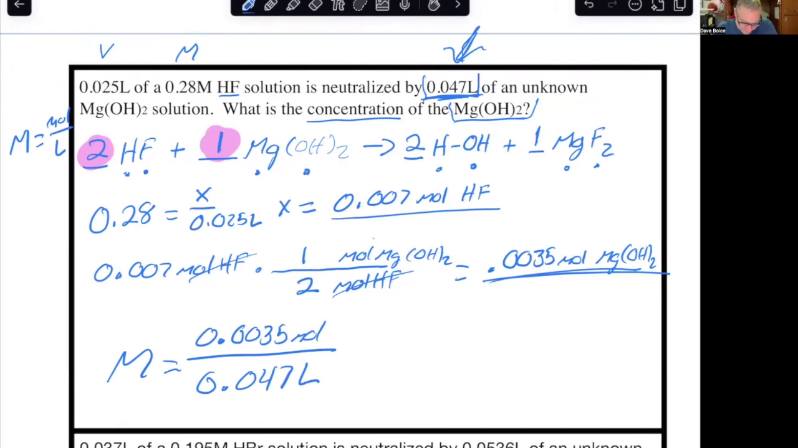0.047 liters. So divide, and my answer is going to come up to 0.0745 molar. So this is my concentration of the base, MgOH2.